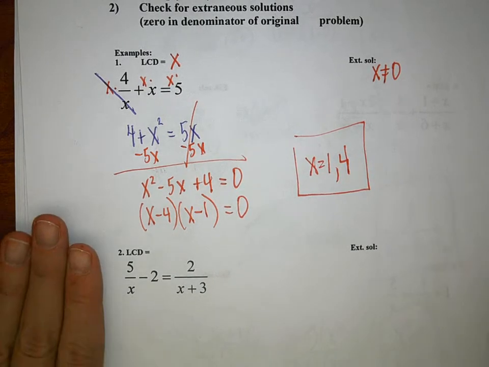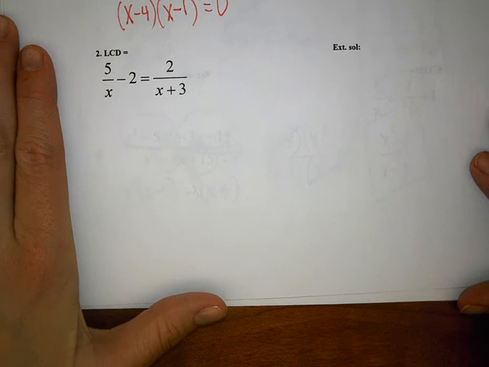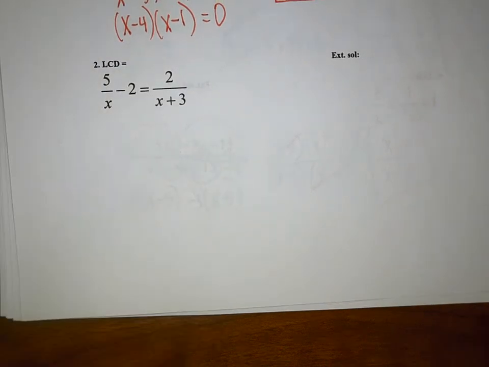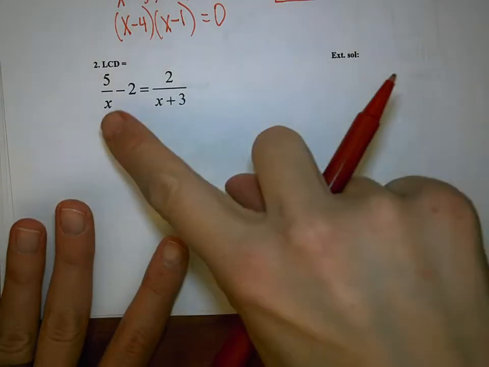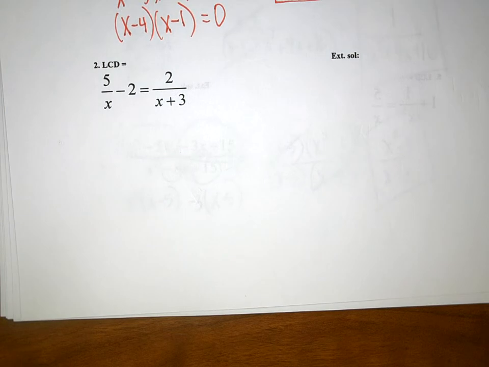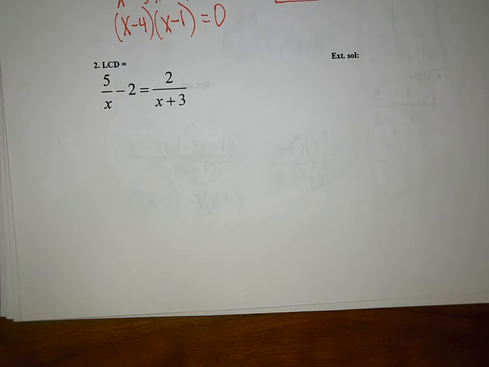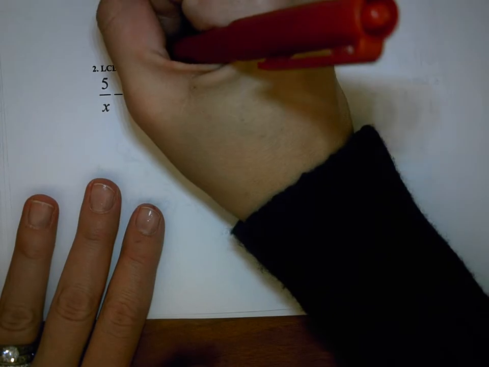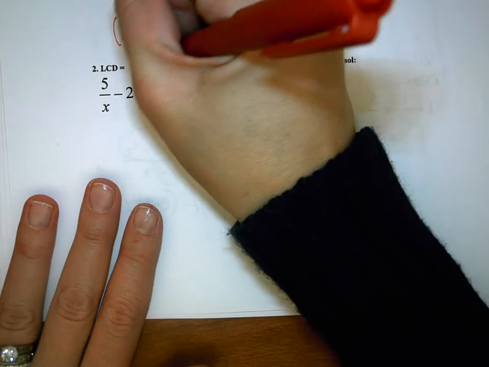Okay. Example 2. What will be my LCD on this problem? Do x and x plus 3 have anything in common? No, they are totally separate, because remember, anything that has a plus or a minus is stuck together like glue. And so this is one thing and this is something totally different. So what is my LCD going to be? x times x plus 3.